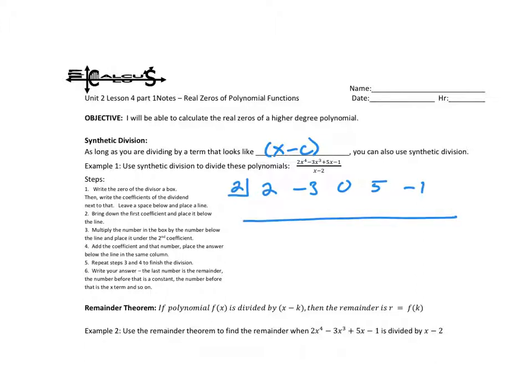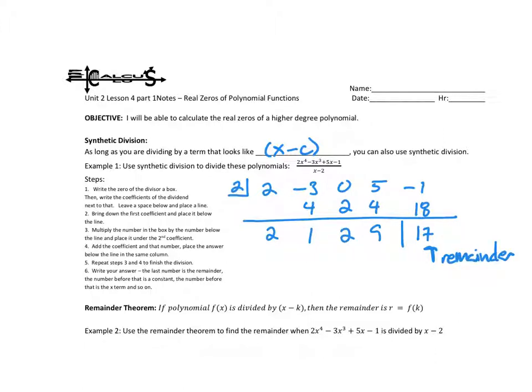All right, draw in a line. And all you do is you bring the first one down. Like I said, the steps are over here. But we're just going to bring the first number down. Multiply. 2 times 2 is 4. Put that over here. Combine these, we get 1. 1 times 2 is 2. Combine these, we get 2. 2 times 2 is 4. Combine these, we get 9. 2 times 9 is 18. And we combine these and we get 17 here. So what did we come up with here? This last number is our remainder.